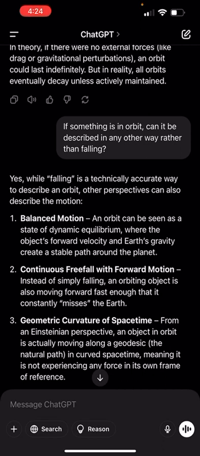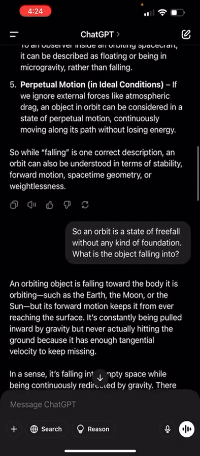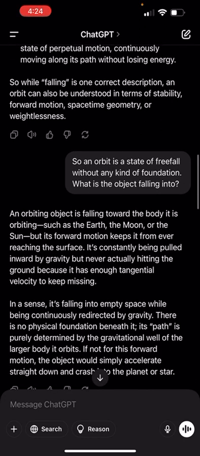Okay, if something is in orbit, can it be described in any other way rather than falling? Yes, while falling is a technically accurate way to describe an orbit, other perspectives can also describe the motion. So then it goes through some different kinds of motion. Let's leave the last part here. It says, so while falling is one correct description, an orbit can also be understood in terms of stability, forward motion, space-time geometry, or weightlessness.